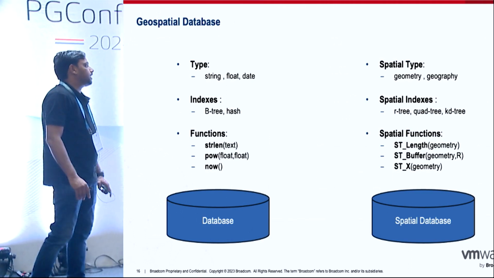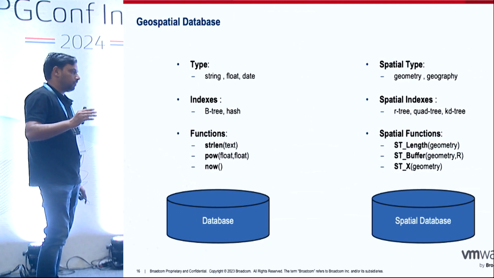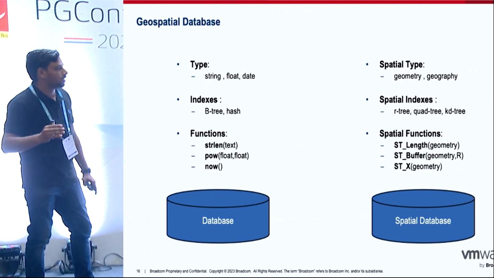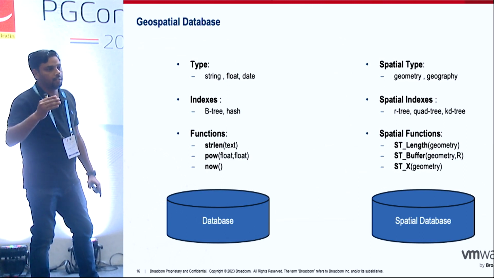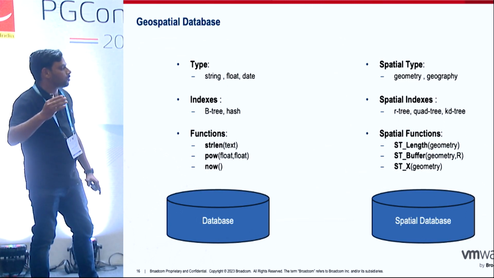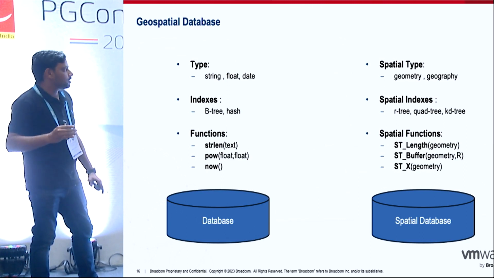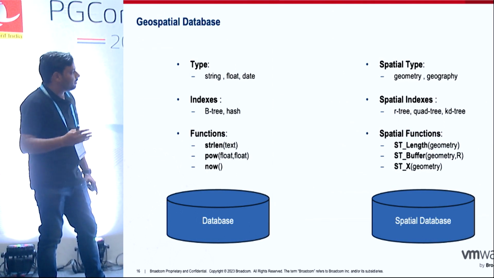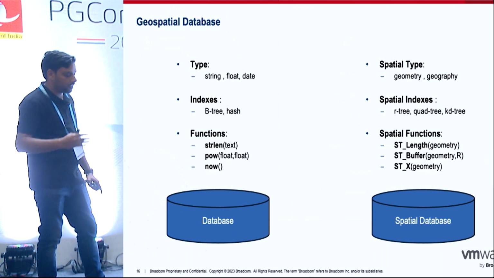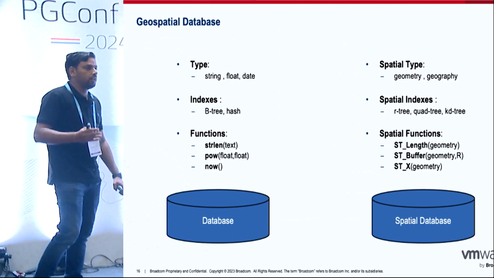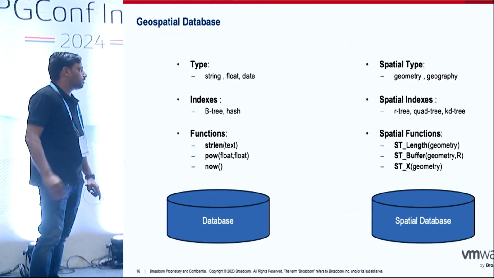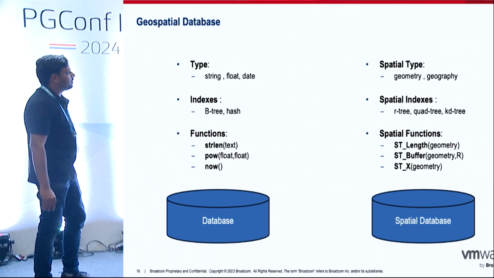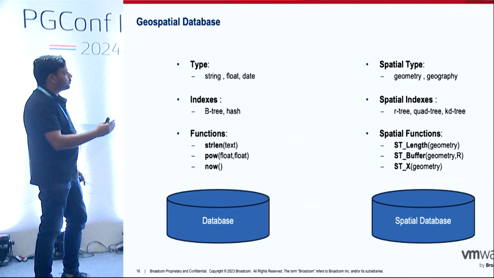The problem with the standard database is that it cannot handle degree data, points, and geometry-related data. Because of that, it was essential to have a special data type which can handle geographical information and analyze it. So in a spatial database, we have types like geometry and geography.